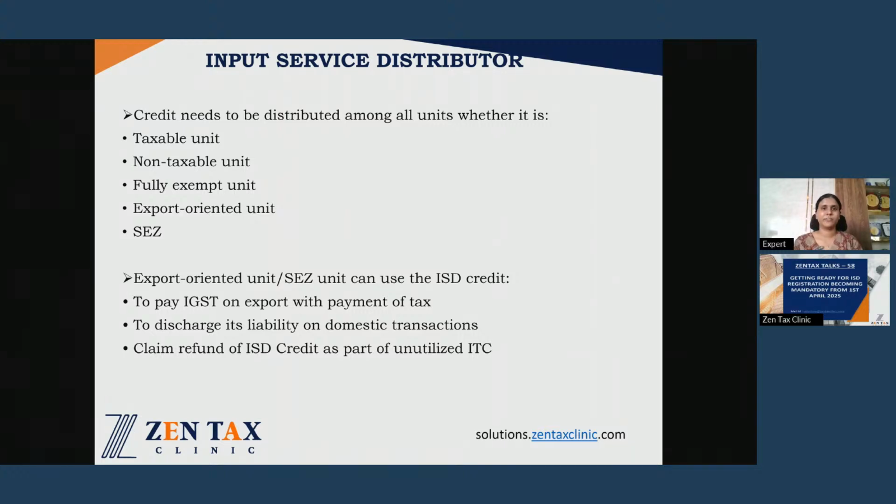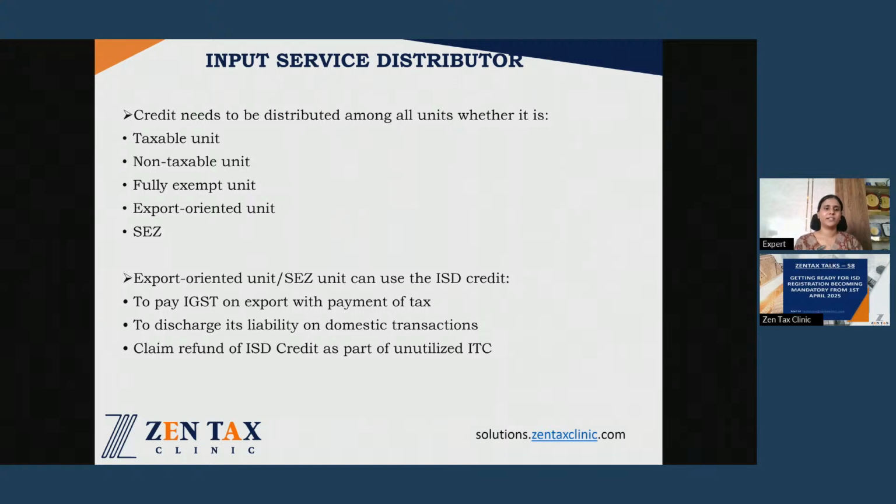Let us say, for example, we have two branches, and through one branch we are only selling fully exempted goods and no ITC is required for that entity. So in that case, should we transfer the ITC credit to that branch also? The answer is yes. We need to transfer the credit even if it is a fully exempted unit.